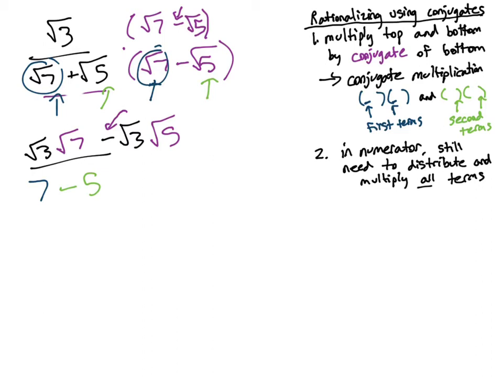When we multiply two radicals that have different numbers on the inside, we're going to keep the radical but multiply those numbers together.